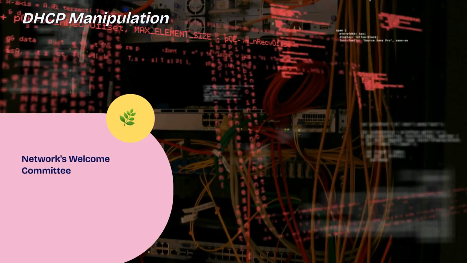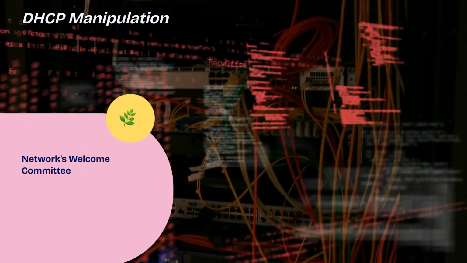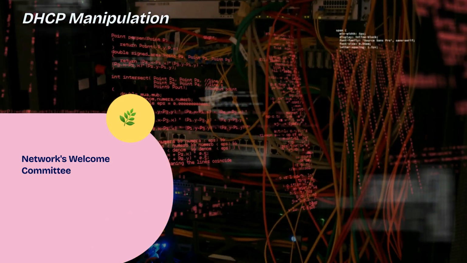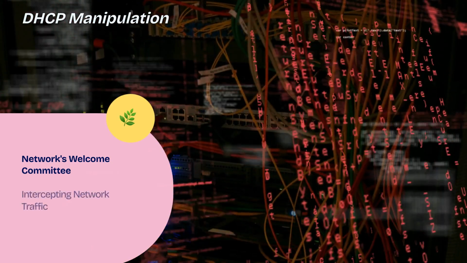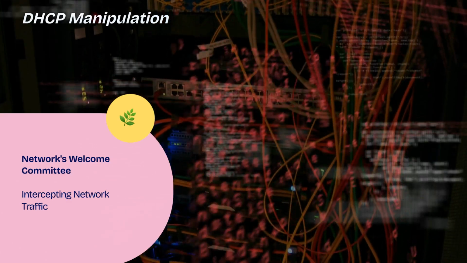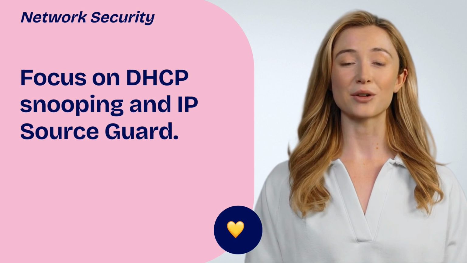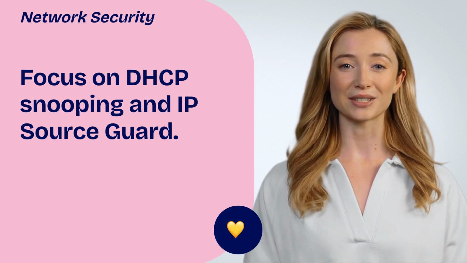Let's shift gears to DHCP manipulation. DHCP is the network's welcome committee, giving out IP addresses and other essential settings to devices as they join. But what if an attacker decides to host this welcome party? They could intercept these settings, redirecting all your traffic through their device. DHCP snooping is key here. It ensures only authorized servers can hand out IP addresses.